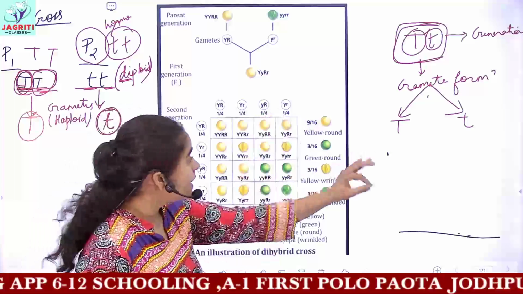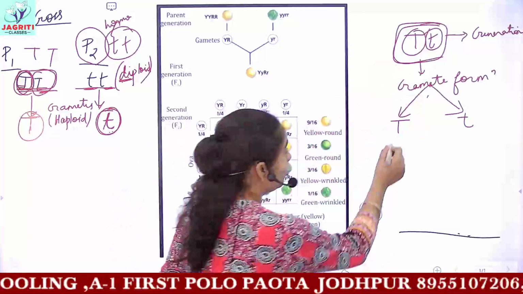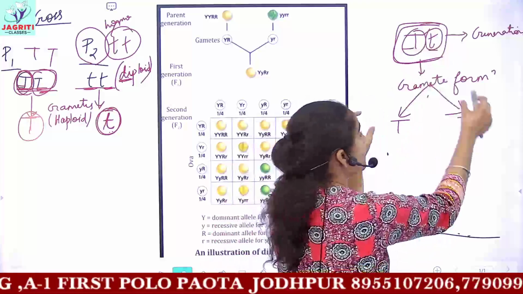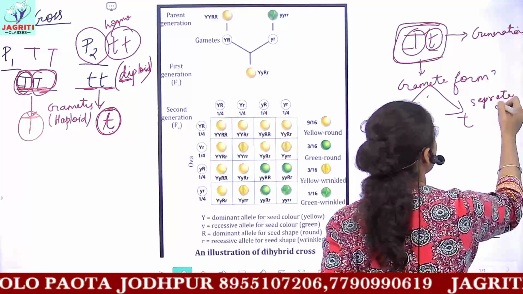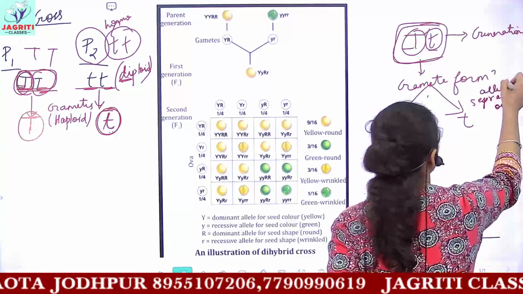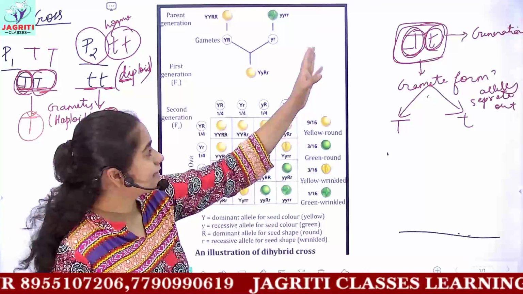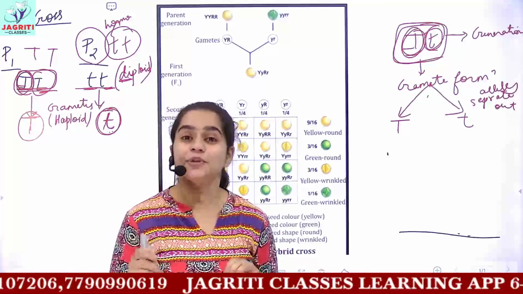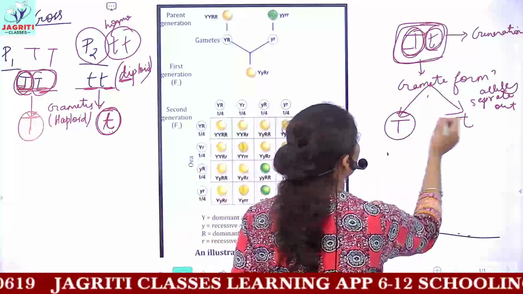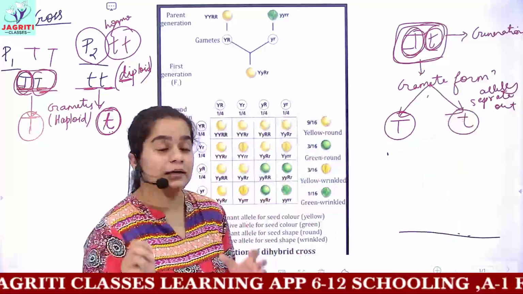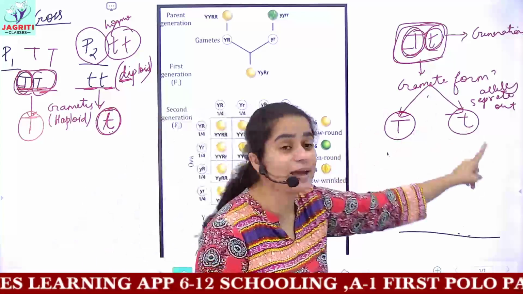Remember, at the time of gamete formation, both the alleles capital T and small t separate out. Alleles are what? One is capital T, the other is small t. So these are the alleles. Whenever you are required to form the gametes, the alleles separate out from each other. And now here two kinds of gametes would be formed. I am saying two kinds or two types. I am not saying only two gametes would be formed.